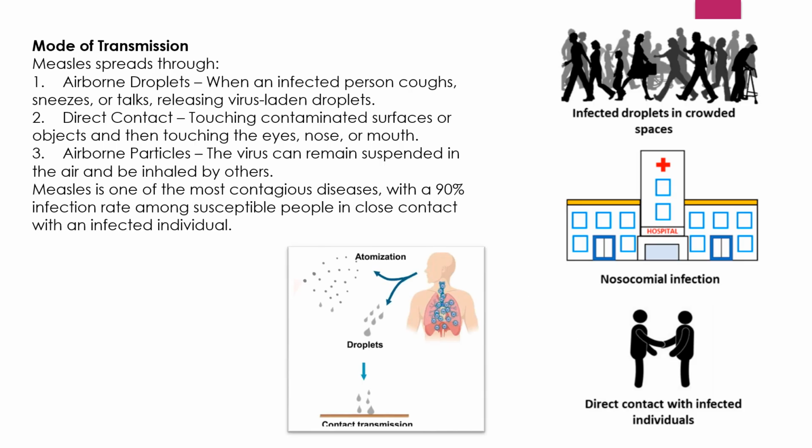As I was saying earlier, the different modes of transmission are airborne droplets, direct contact, and airborne particles. You can see in the first picture infected droplets in a crowded space. If anyone among them has been infected with measles, it is easy to transmit from person to person. In direct contact, people shake hands or hug. In the droplet mode, when a contaminated person sneezes or coughs, the droplets stay in the air for a longer time, and when inhaled by a healthy person, he has a chance of getting the disease.